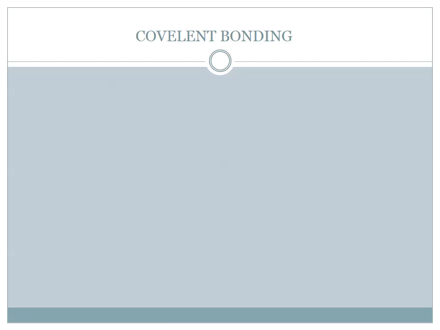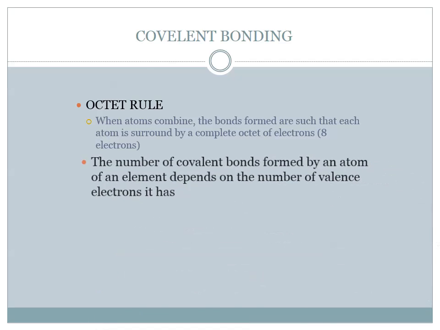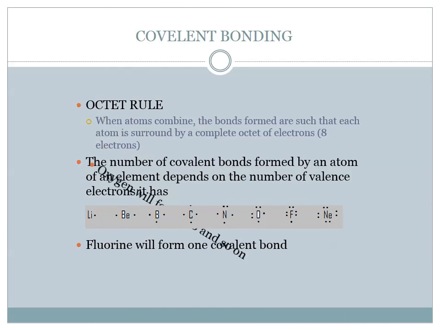These are some common atoms and their Lewis dot diagrams for their configuration. So neon has a full outer shell, fluorine has room for 1 electron, oxygen has room for 2, nitrogen 3, carbon 4, boron has room for 5, beryllium has room for 6, and lithium has room for 7, or it will just share its 1. Fluorine will form 1 covalent bond, oxygen has the capacity to form 2, and so on, as I said.